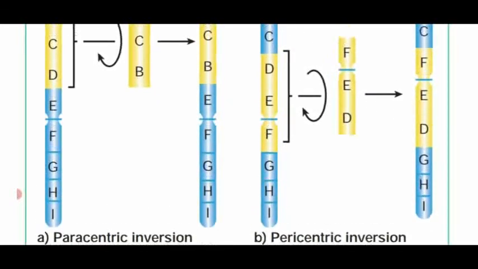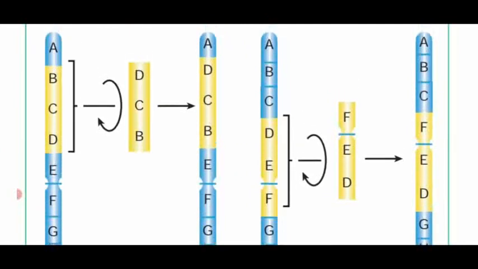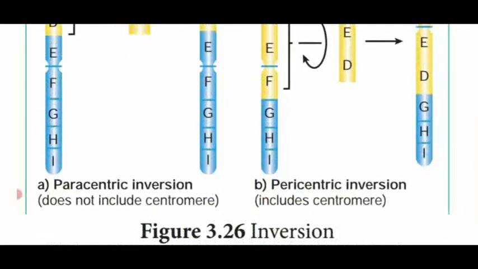Here, the inversion has taken place not in the centromere region. Which one is the centromere? The small line between E and F. That is said to be the centromere region. So the inversion has taken place apart from the centromere region. That is said to be paracentric inversion.